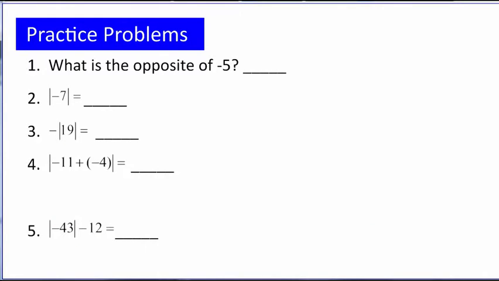Okay, here are some problems for you to do on your own. What is the opposite of negative 5? What's the same distance from 0 is going to be positive 5. What's the absolute value of negative 7? How far is negative 7 from 0? It is 7 units away from 0. Number 3. The opposite of the absolute value of 19. We'll first find the absolute value of 19, which is just 19, and then find its opposite, which is negative 19.